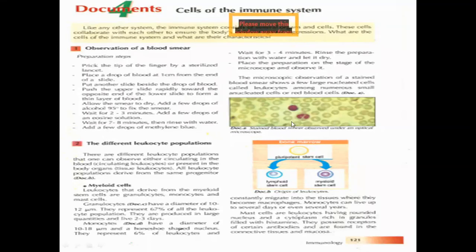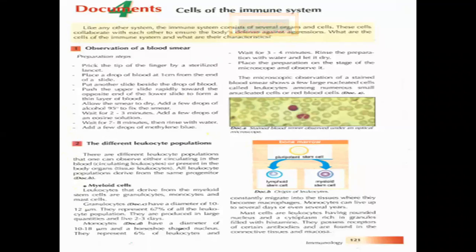Otherwise, it will look like this. But if you want to see the blood under the microscope, you have to stain it. So the staining will allow you to observe the stained blood smear like shown in document 8. Different leukocyte populations, this is what matters to me. Observation of the blood smear is for your general information.